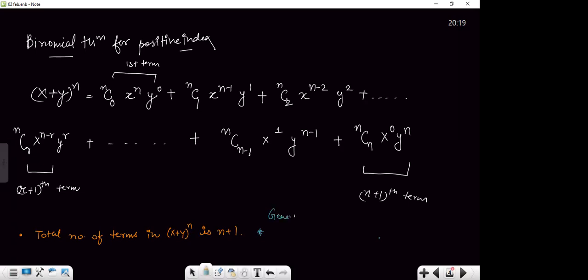The general term. So the rth term will be tr plus 1. Let's find out the r plus 1th term: nCr x raised to power n minus r into y raised to power r. We are also able to find the rth term by finding nC(r minus 1), but it is more convenient for you to learn it by learning the tr plus 1th term.